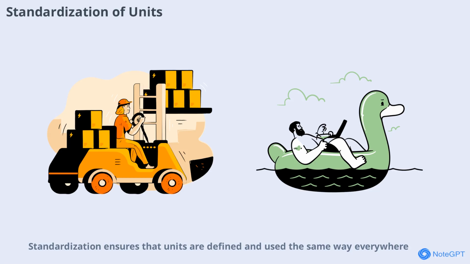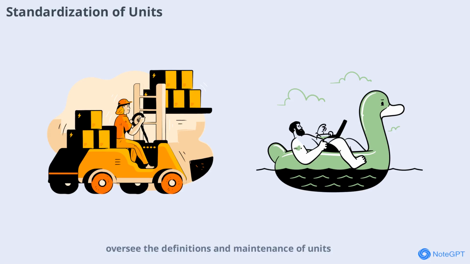Standardization ensures that units are defined and used the same way everywhere. International organizations, such as the International Bureau of Weights and Measures, oversee the definitions and maintenance of units. This global agreement allows scientists and engineers to collaborate effectively, share data, and build on each other's work without confusion.